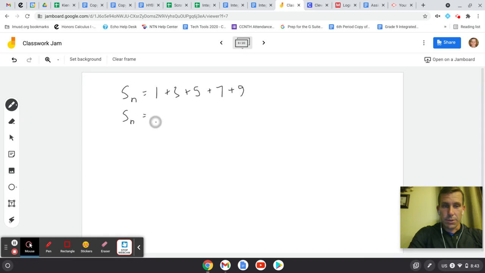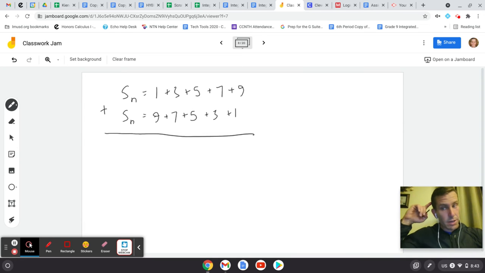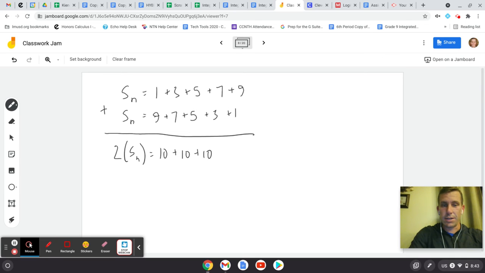Let's write this sequence backwards. So instead of 1, 3, 5, 7, 9, let's write 9 plus 7 plus 5 plus 3 plus 1. So we have the same exact sequence, it's just written backwards, and I wrote them right on top of each other. What if we added these two sequences together, the forward version and the backward version? We would get 2 times S sub n equals 10 plus 10 plus 10 plus 10 plus 10.